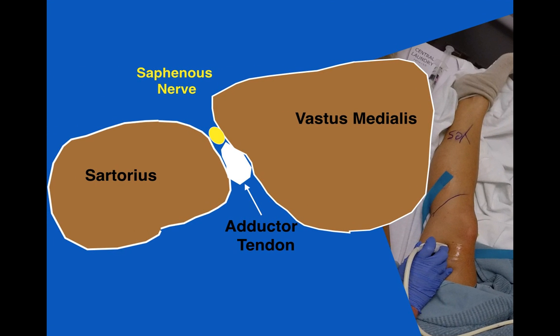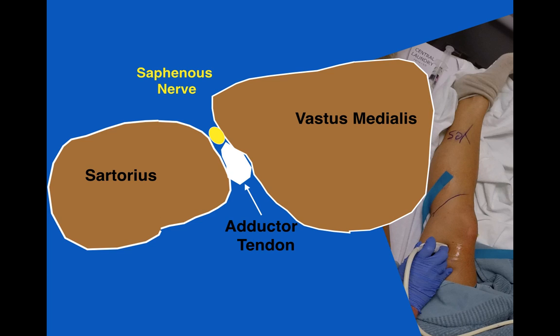This diagram illustrates a common challenge that can be present when performing saphenous nerve block in the plane between the vastus medialis and the sartorius muscle. The nerve is positioned in a discrete tissue plane between the vastus medialis and sartorius muscles. However, the saphenous nerve itself is rarely visible within this tissue plane.